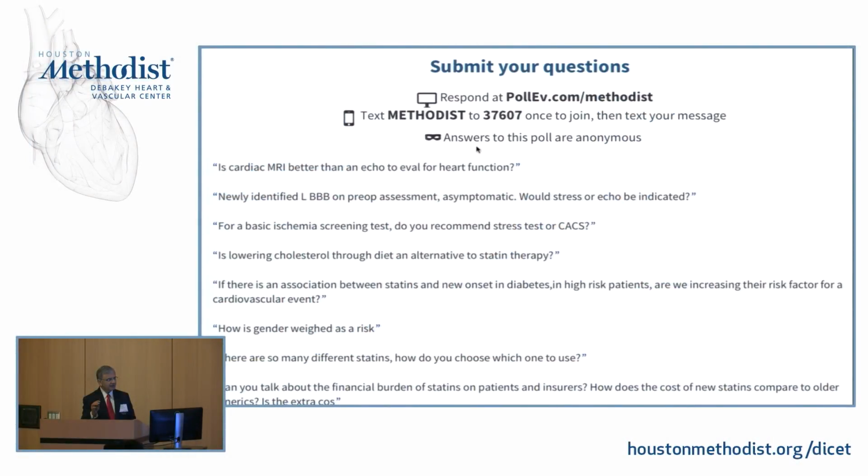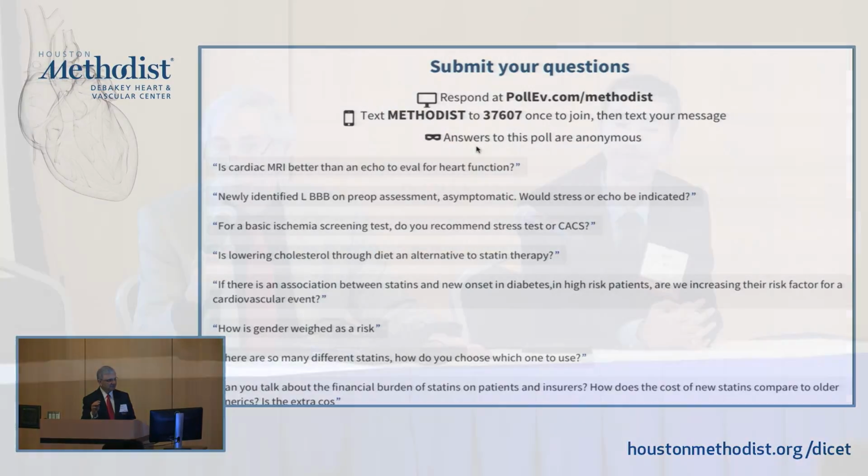Newly identified left bundle branch on pre-op assessment, asymptomatic, would stress or echo be indicated? Well, left bundle branch is a contentious thing. 20 years ago, we showed that if you do exercise in a patient with left bundle, you have about a 40 to 50% false positive rate. With pharmacologic stress testing, with either dobutamine or pharmacologic vasodilators, it's about 10 to 15%. In my patients nowadays, if they have no prior history of coronary disease, but they have symptoms and they have left bundle, I usually get a CTA.